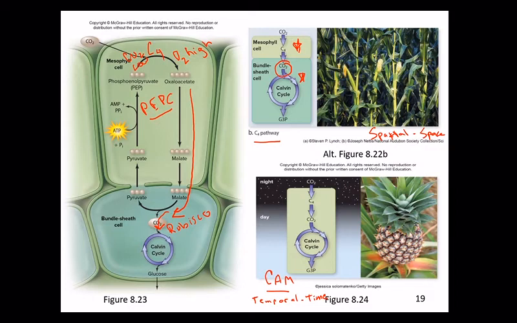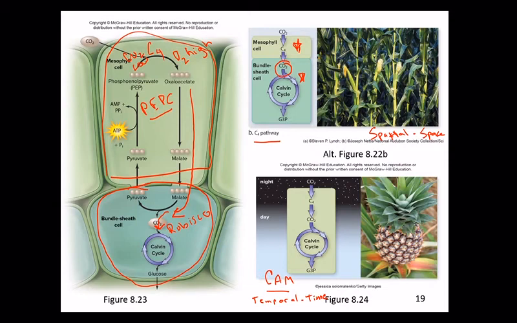It's almost like we have two different rooms. They have an outer room here, the mesophyll cell, where carbon fixation is occurring, and an inner room here where carbon dioxide can remain high for Rubisco and Calvin cycle to occur. So that's the first type of evolutionary change that has occurred.